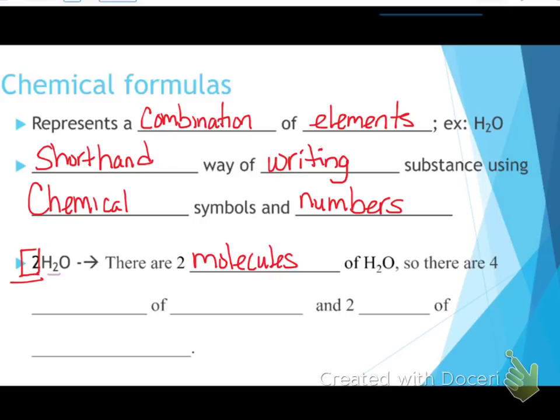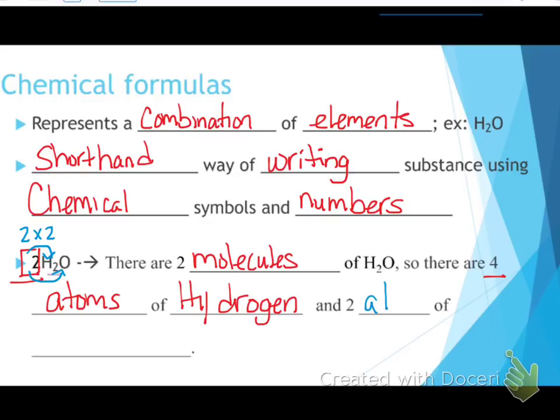So there are 4 atoms of hydrogen. And how do I get that? It's 2 times 2. We take the coefficient and we multiply it by the subscript. So that gave us 4. And then there are 2 atoms of oxygen. If you follow that purple arrow, you see we took the 2 from the coefficient and multiplied it by O and got 2 atoms of oxygen.